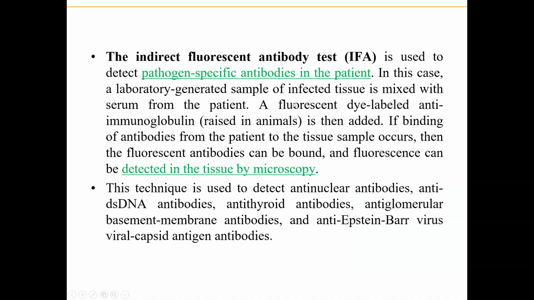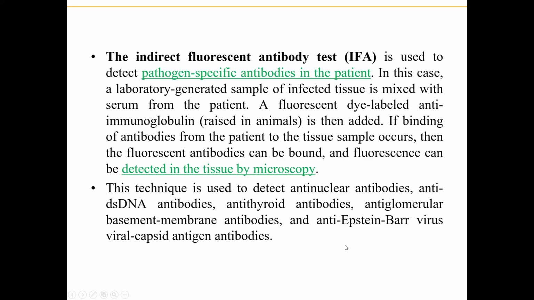So we use a laboratory-generated sample of infected tissues mixed with the serum from the patient. Then the fluorescent dye-labeled anti-immunoglobulin is added, maybe raised in animals. If binding of the antibodies from the patient to the tissue samples occurs, then the fluorescent antibodies can be bound and fluorescence can be detected in the tissues by fluorescent microscope.